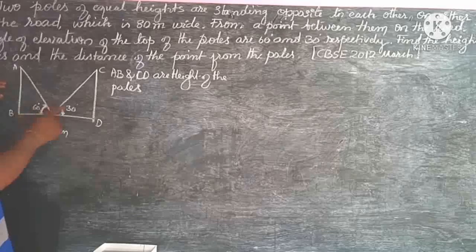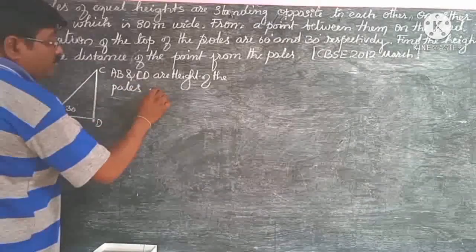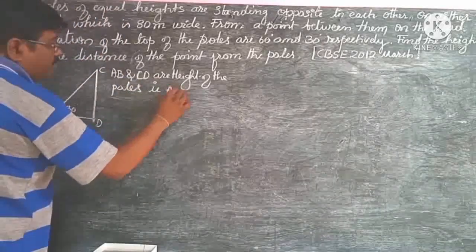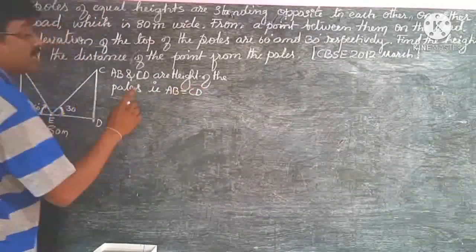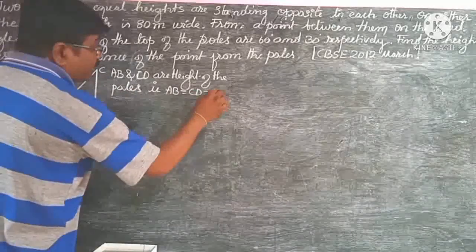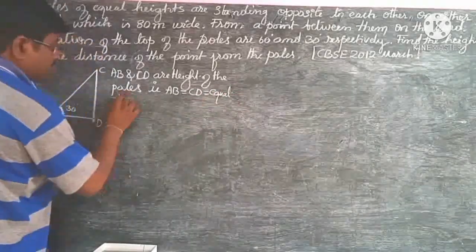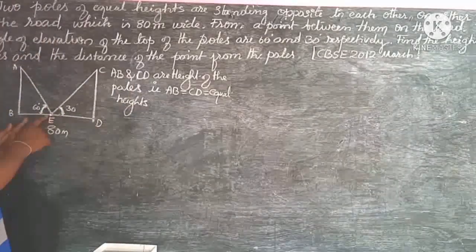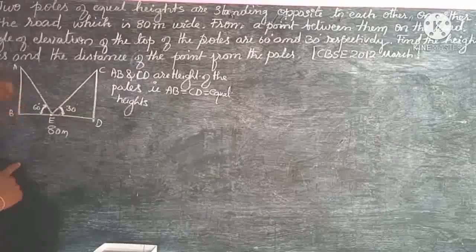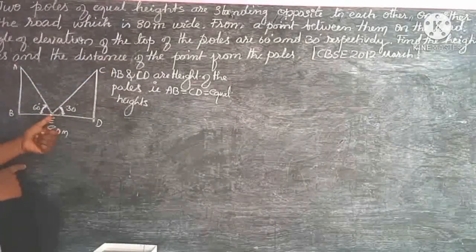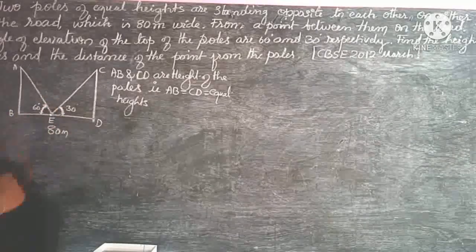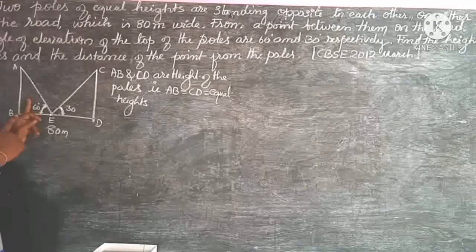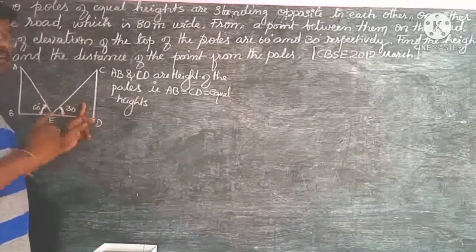The angles of elevation are 60 degrees as well as 30 degrees. Both heights will be equal, since here they mentioned the two poles are of equal height. That means AB is equal to CD. So you can find the height of the poles as well as the distance of the point from the two poles. How do you find this? The first angle of elevation, 60 degrees, makes one right angle triangle, and 30 degrees makes another right angle triangle.